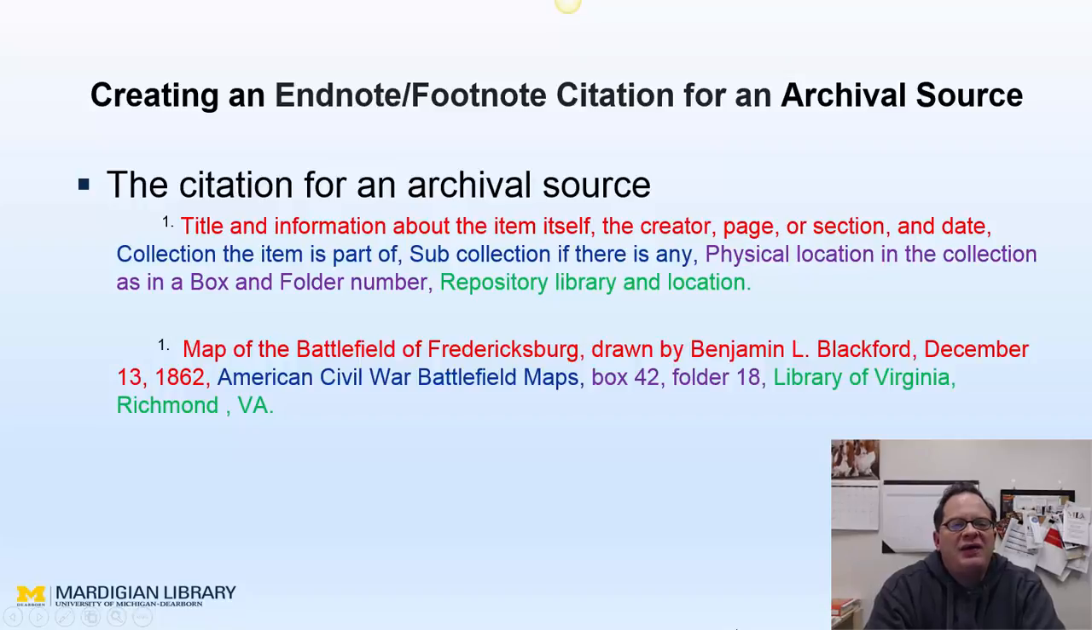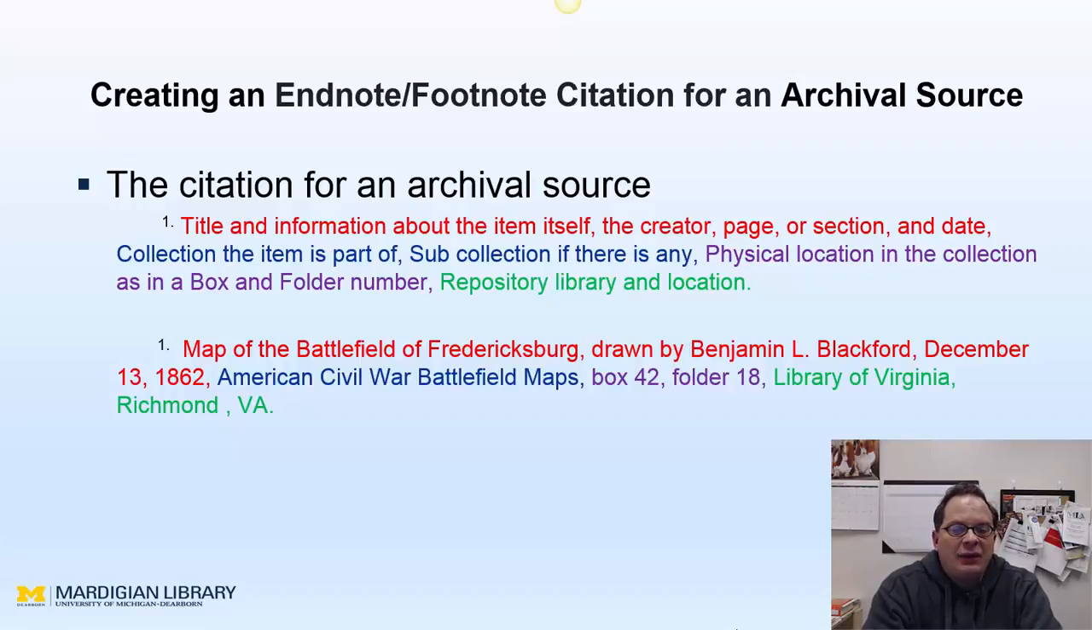And here is the criteria for creating an endnote or footnote citation for an archival source. Now I'm doing something a little bit different here because I've color-coded the criteria, and I've left the color coding on the screen. The color coding is just simply to show you where one criteria ends and the other criteria begins. Okay? So hopefully that will help guide you when you're creating this type of citation.